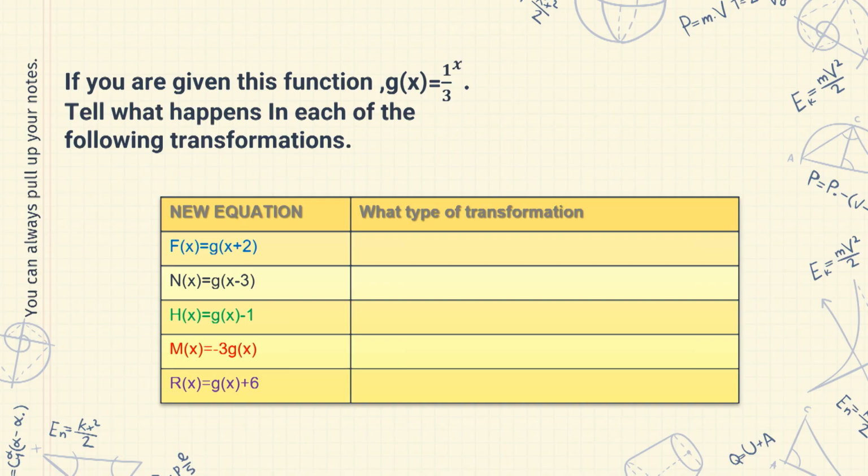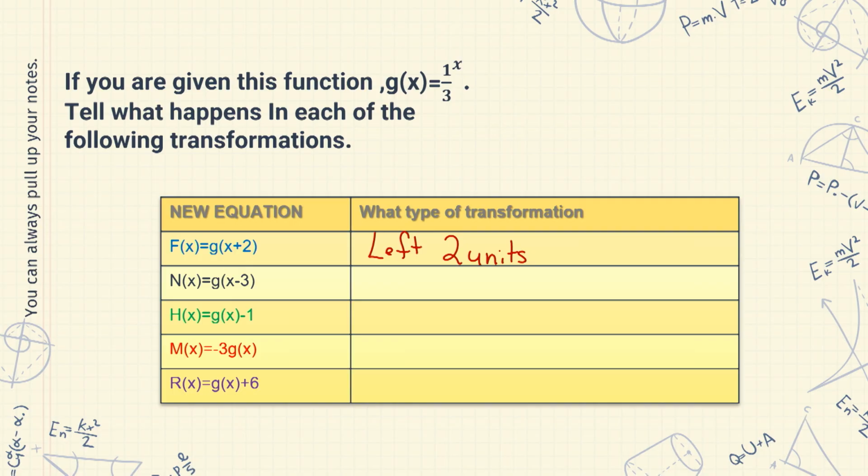All right, so here we go. If I take my g of x equals 1/3 to the x, and in the parentheses, I am adding 2, what type of transformation am I doing? Obviously, I'm going left 2 units.